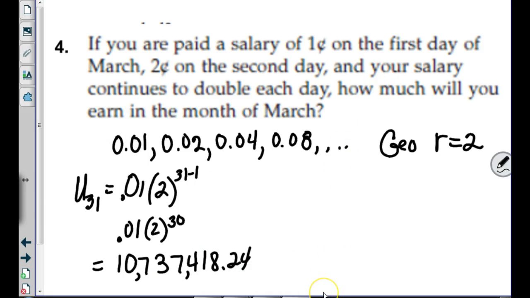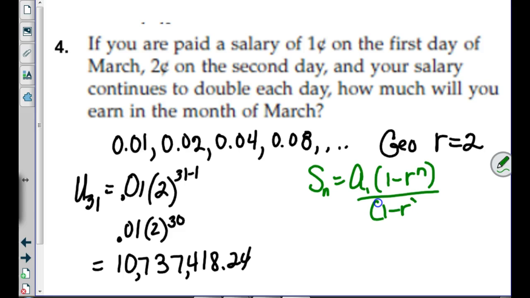All right, back to the question. How do we find the total he earned? What's the sum formula we need? I'm going to write the formula on here because we just learned this one yesterday. Sum is the first term times 1 minus r to the n. Oops, the n is inside the parenthesis, right? Over 1 minus r. Okay, what are we going to do for this question? The sum of how many days in March? 31.